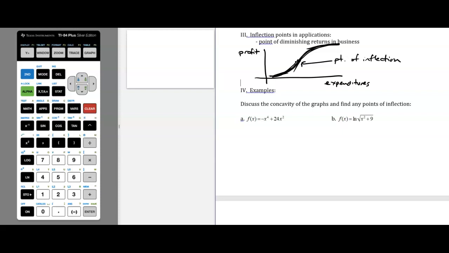Okay, I'm going to stop this video here, and in the next examples I'm going to walk you through the process, which is going to be the key process in this class for discussing the concavity and finding points of inflection for a function.